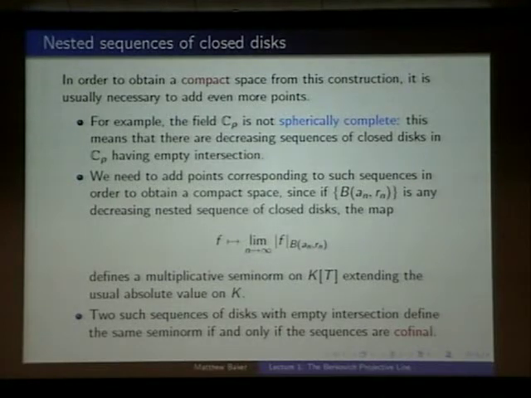Well, not quite, because you might have cofinal sequences. You might have two nested sequences which, of course, have the same intersection because the intersections are both empty, but that's not a good way to define what we mean by cofinality. Well, you can imagine what I mean. I don't want to give a rigorous definition. But if you have two sequences of disks with empty intersection, there's a natural equivalence relation, and they will determine the same semi-norm if these two sequences are cofinal.